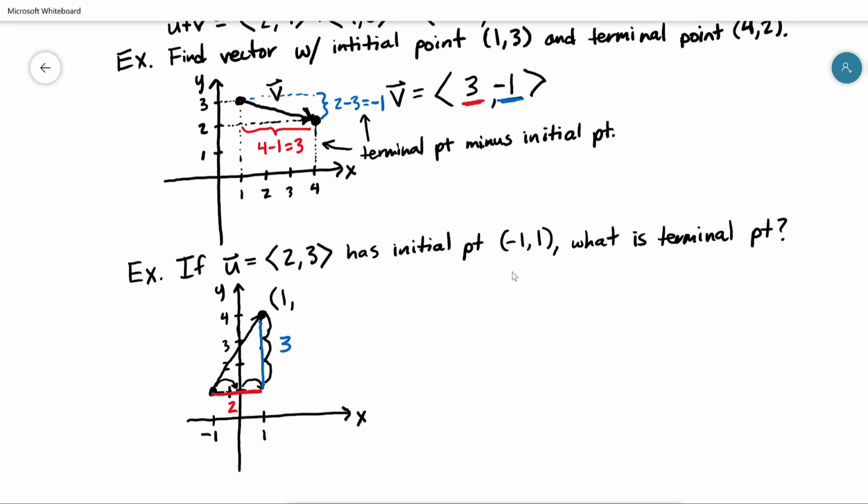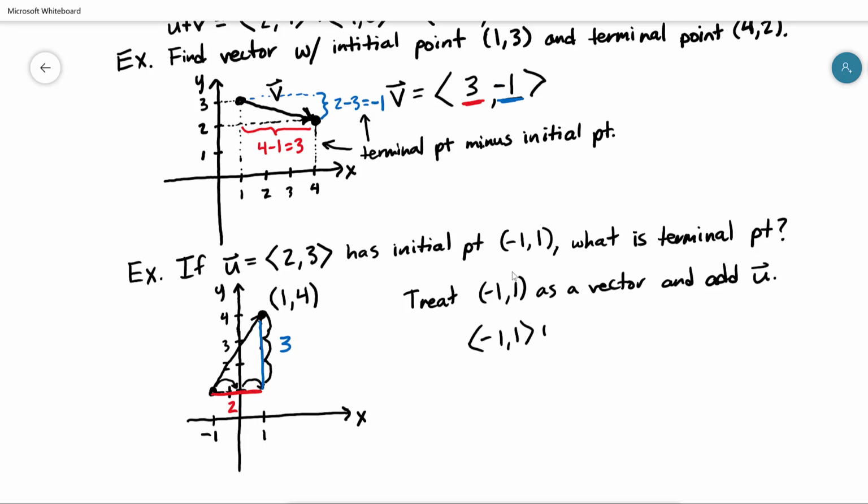It's at +1, 4. And how do we get that without the picture? All we need to do is basically treat that point -1, 1 as a vector and add u to it. So basically do -1, 1 plus 2, 3. Right, here's the initial point, and here's u, and I'm adding them.